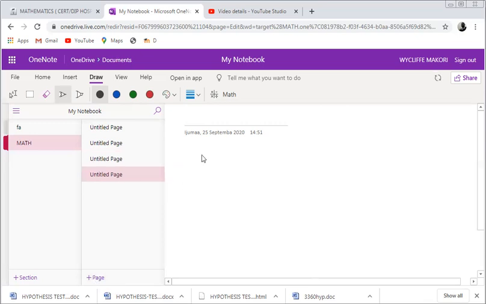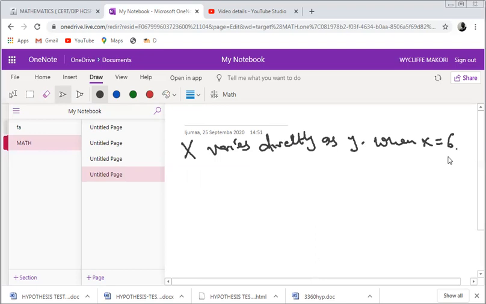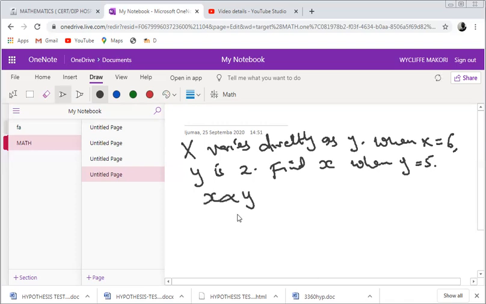Let us see, for example, you are told that x varies directly as y. When x is equal to maybe 6, y is 2. And now you are told, find x when y is equal to 5. That is what you are told. So once you have been told that x varies directly as y, we can come here and say that x varies directly as y. We put it like that.